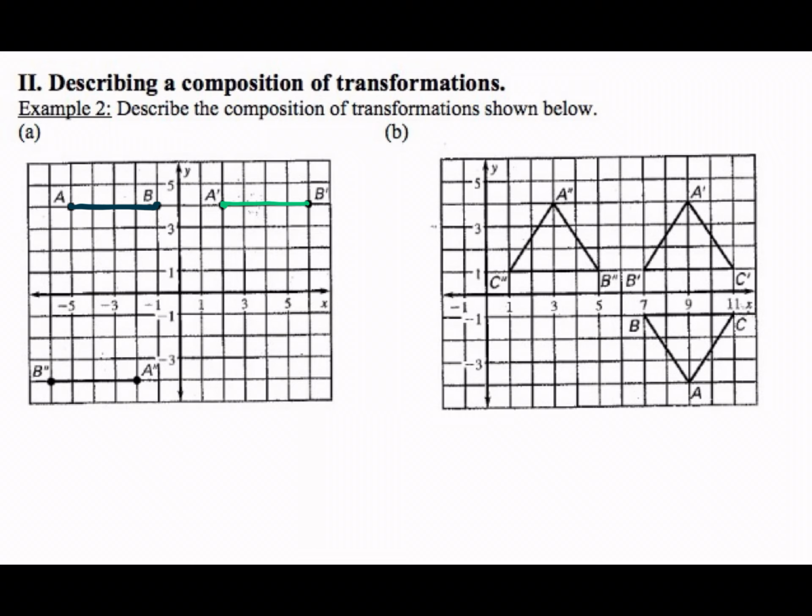So our first transformation is a translation, and it went right, and we need to count how many units it went right. So I'm going to start at my A and count how many boxes over A was shifted to get A prime. So it went 1, 2, 3, 4, 5, 6, 7 boxes over. So this was shifted right 7 units.